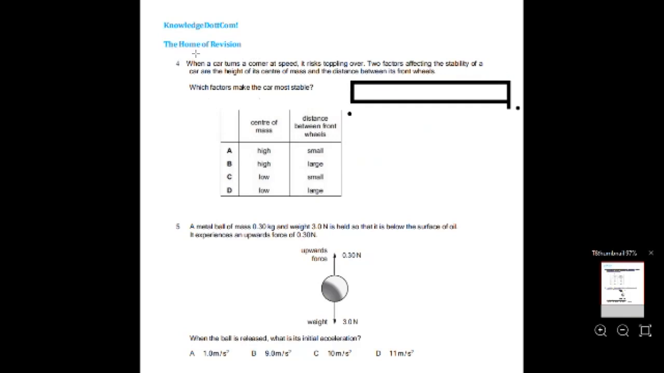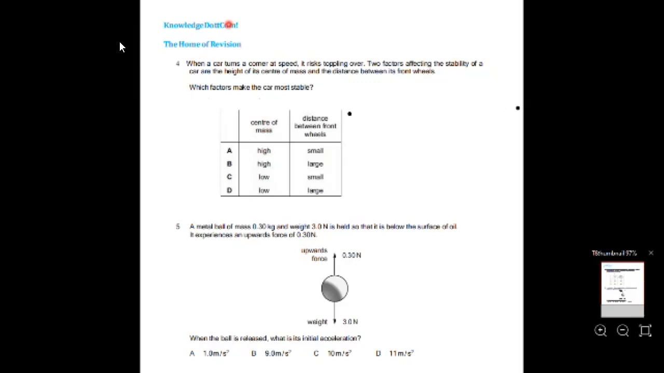If the base area is large, then stability would be high. So we know the two factors: first is a large base area and second is a lower center of mass. So let's see what it states. Which factors make the car most stable? A is center of mass is high.